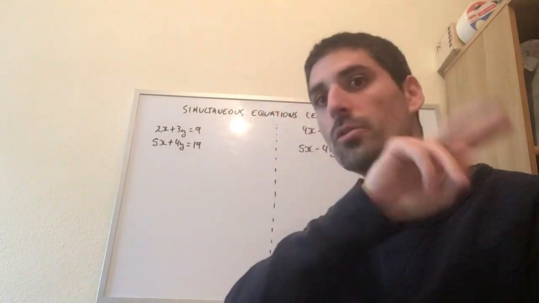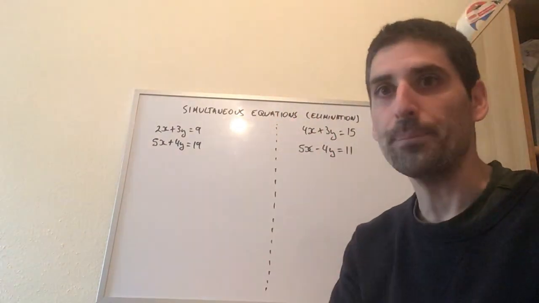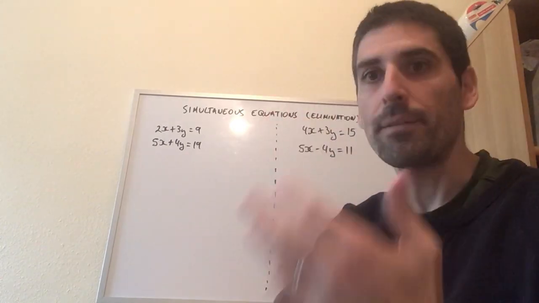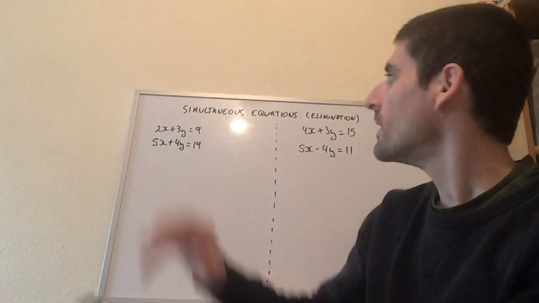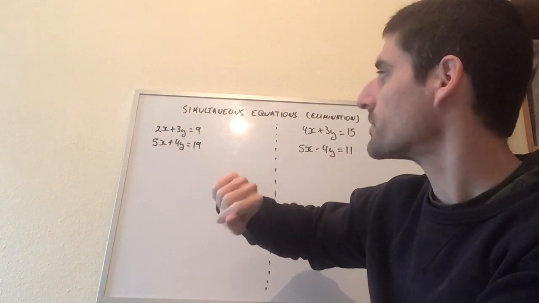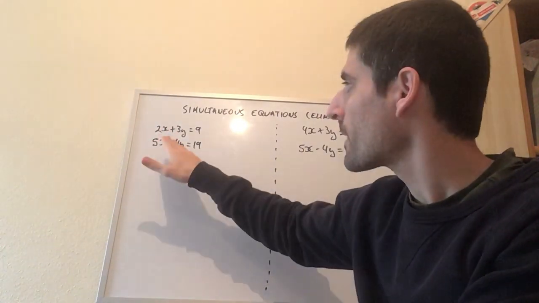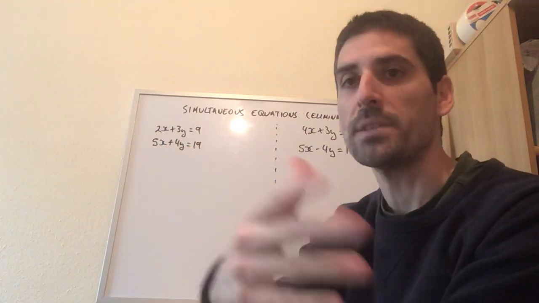I'm going to go through two examples and hopefully that would be enough for you to get working. So here I've got my first set of simultaneous equations. 2x plus 3y equals 9 and 5x plus 4y equals 19.